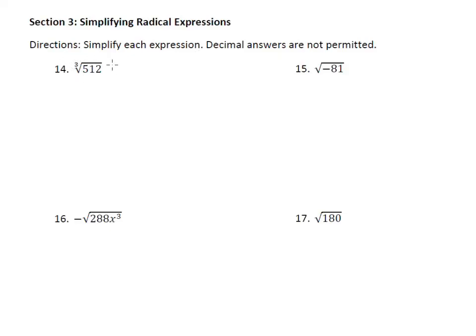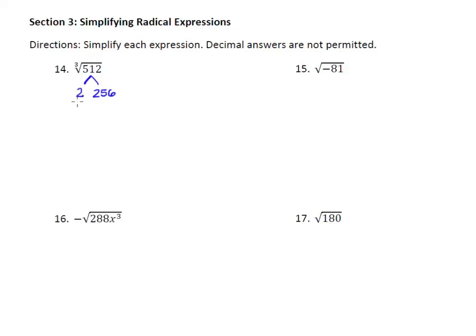To simplify this, we're going to break 512 down into its factors, or the smaller pieces that multiply together to get 512. So we're going to come up with two numbers that multiply together to equal 512. Well, it ends in a 2, so I know it's even, so it is divisible by 2. So I'm going to divide it by 2 first. So 2 and 512 divided by 2 is 256.